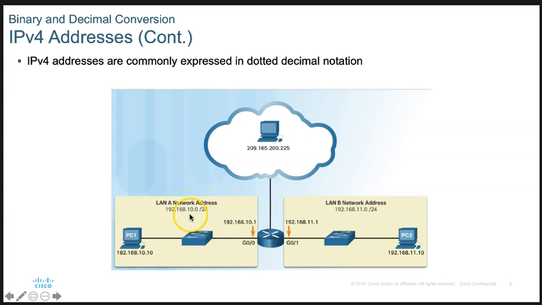Often you see that when we write an IP address, just like this one over here, we'll write 192.168.10.0. You can see four octets, and then we add /24, and we're going to talk about what this /24 means. All right.